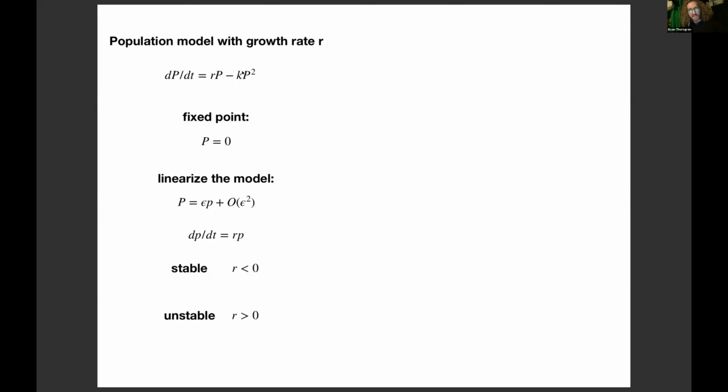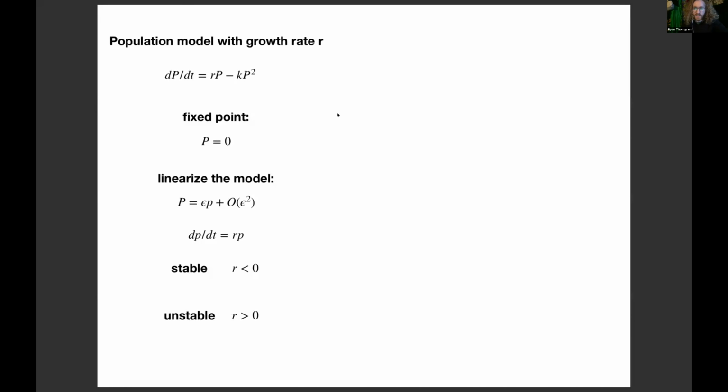Now, the point of the second term is that if we have exponential growth, well, exponential growth can't go on forever. It has to stop somewhere. And the simplest term, order by order in P, that you can write down that'll eventually stop the exponential growth is this quadratic term in P squared. K is some positive number that will just be fixed.